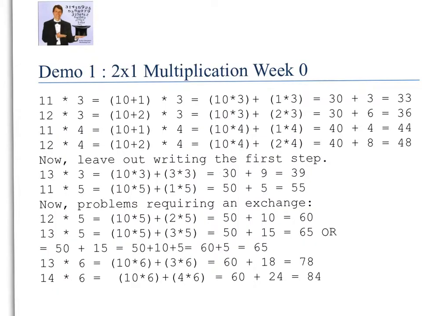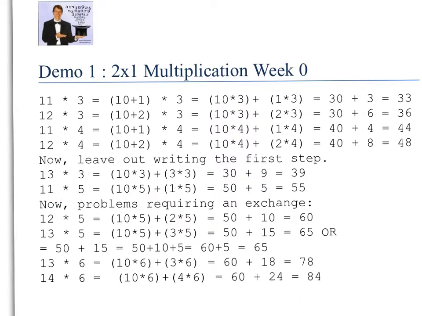So let's practice some more. So we say 11 times 3 is 10 plus 1 times 3, 10 times 3 plus 1 times 3, 30 plus 3, 33. 12 times 3 is 10 plus 2 times 3, 10 times 3 plus 2 times 3, 30 plus 6 equals 36. So after you've done that for a while, you can leave out writing that first step or saying the first step. So you'll say 13 times 3 is 10 times 3 plus 3 times 3, 30 plus 9, 39.